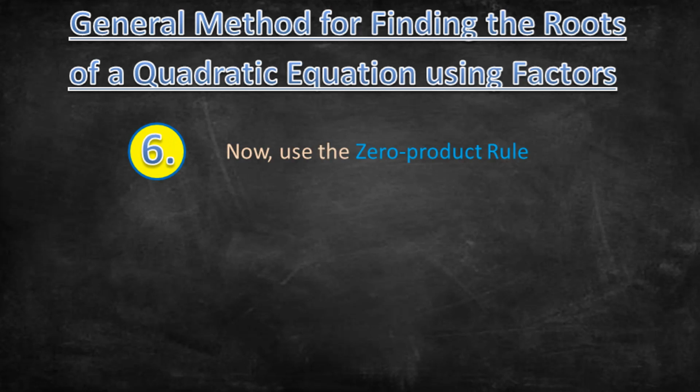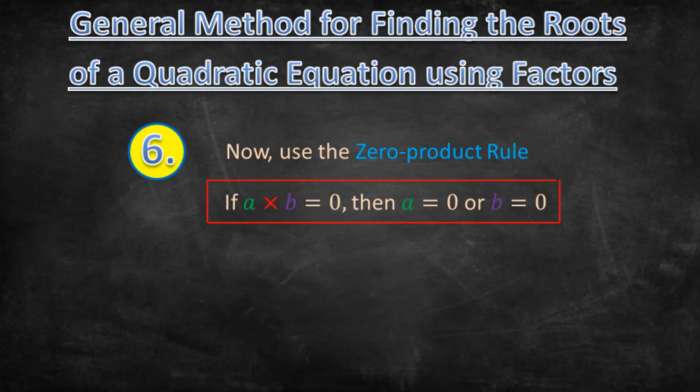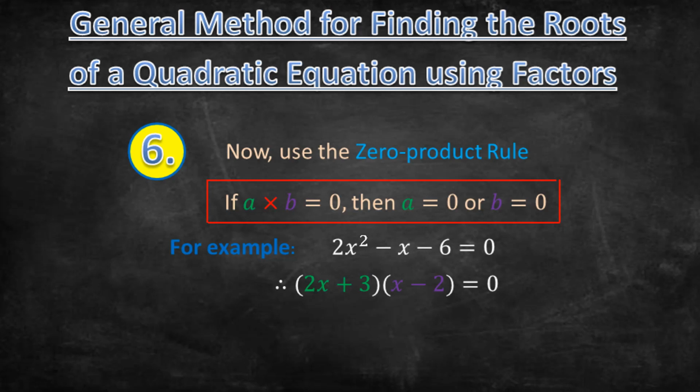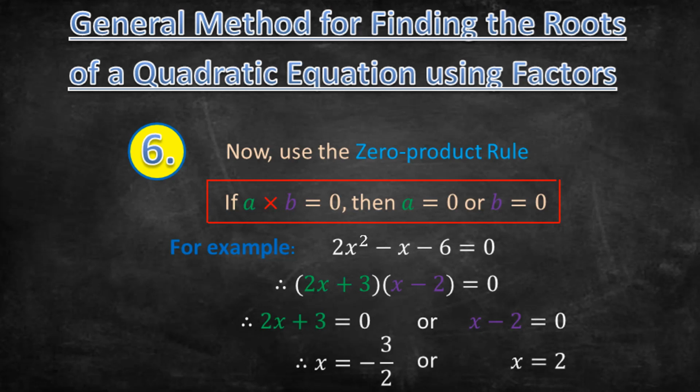Recall that the zero product rule states, if a times b is 0, then either a is 0 or b is 0. For example, let's say we have 2x squared minus x minus 6 equals 0. We factorize using the cross method. So we have 2x plus 3 times x minus 2 equals 0. So by the zero product rule, we know that 2x plus 3 must be 0, or x minus 2 must be 0. And now we solve for x in each equation. So we end up with x equals negative 3 over 2, or x equals 2.